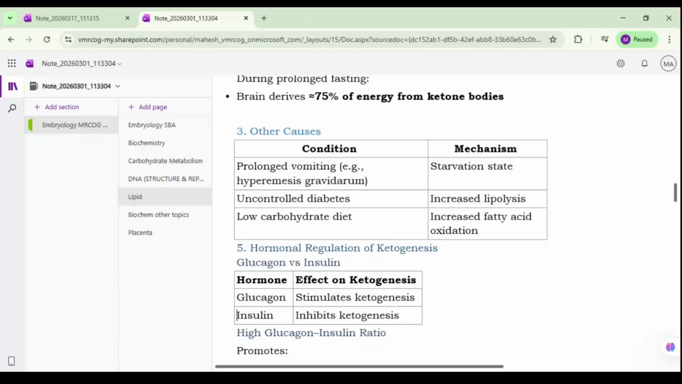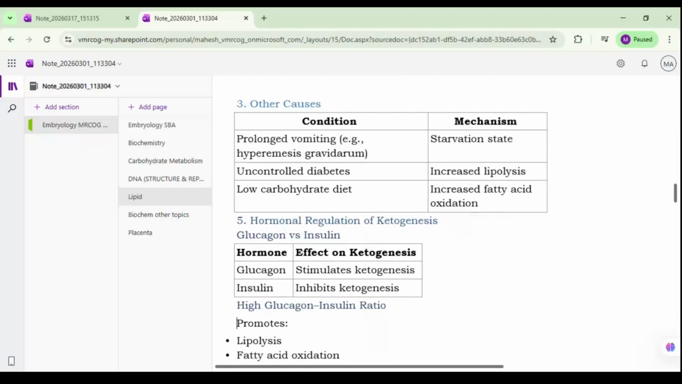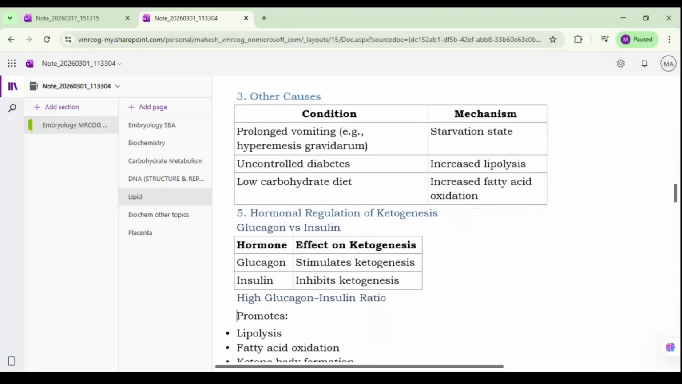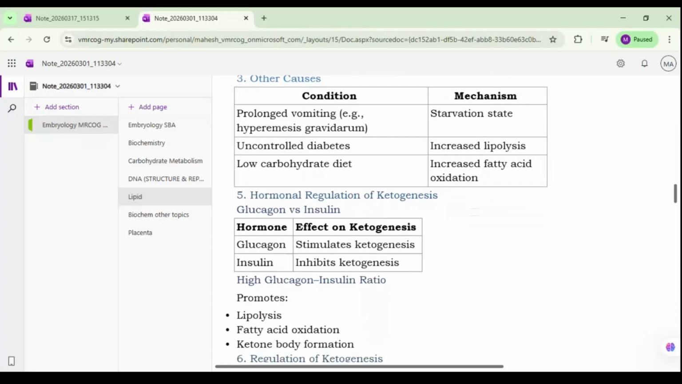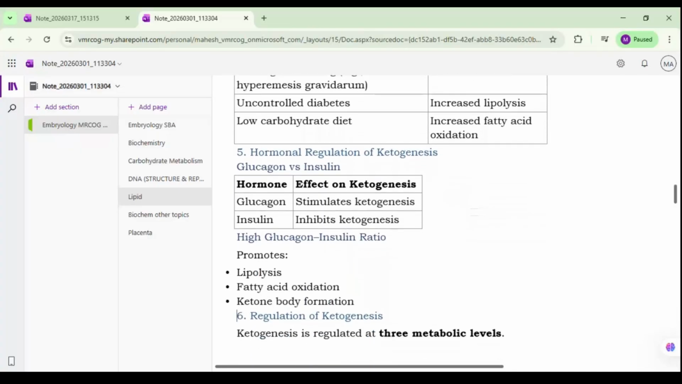Okay, we know well that glucagon stimulates ketogenesis and insulin inhibits ketogenesis. Insulin will promote glycogen metabolism. Automatically, the TCA cycle activity will be increased, and exactly the opposite will happen when insulin is absent and the glucagon activity is more. So glucagon will stimulate ketogenesis. A high glucagon to insulin ratio will promote lipolysis, fatty acid oxidation, and ketone body formation.